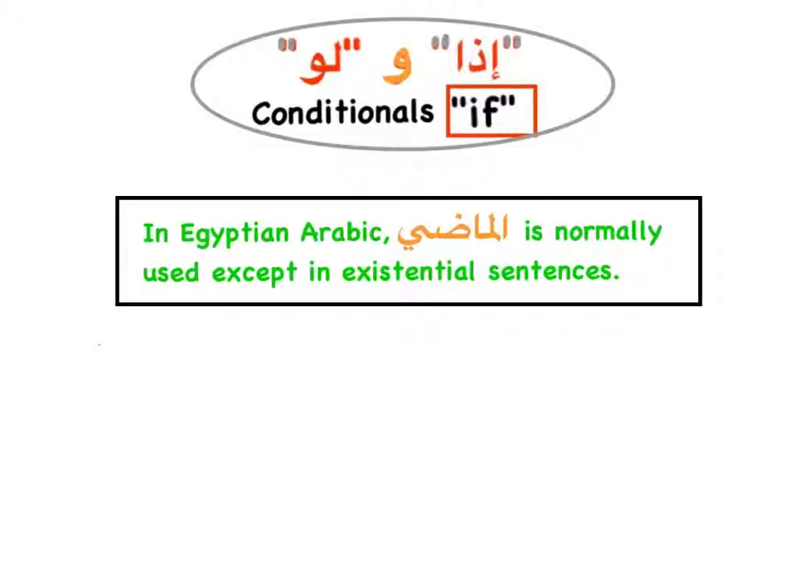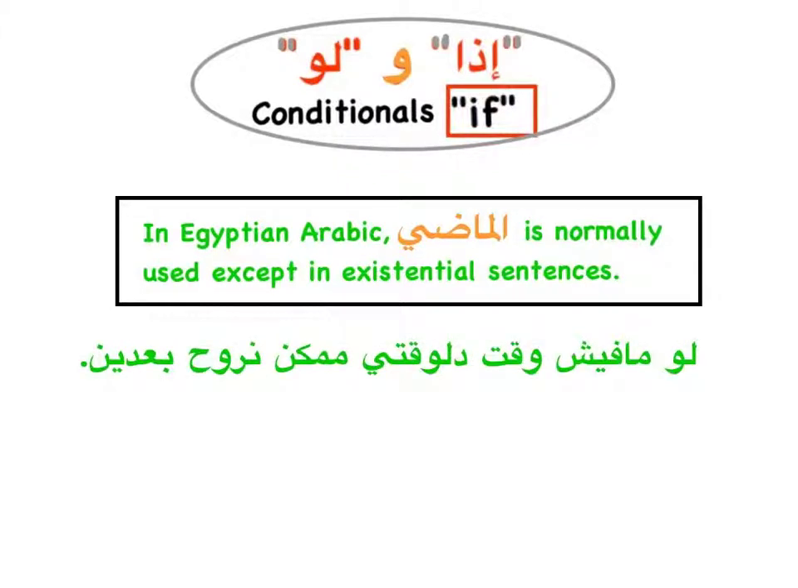Existential sentence means that the sentence does not indicate time. There's no tense, there's no obvious tense. You're just stating a comment or giving a statement of something that is obvious. Like here, لو مفيش وقت دلوقتي ممكن نروح بعدين. If there is no time now, we can go later. So we have دلوقتي, which means now, but there is no verb that indicates past, present, or future.